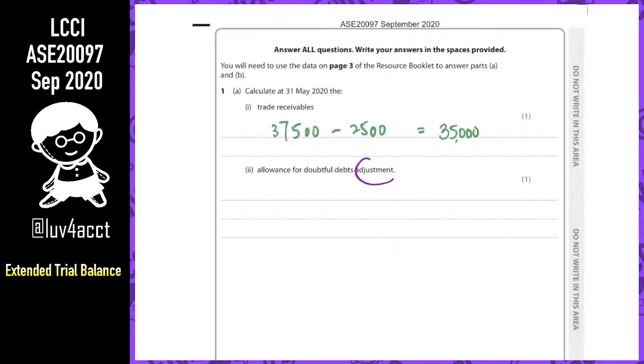Okay, allowance for doubtful debts adjustment. Originally it is 2250. So this is the old balance. We have to calculate the new balance being 35,000 and then 5%, 1750, and then the adjustment being 500 negative. Okay, we have to reduce by 500.